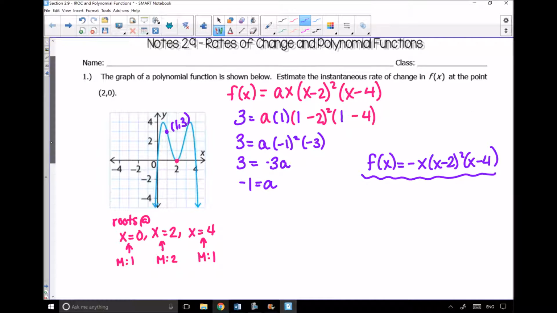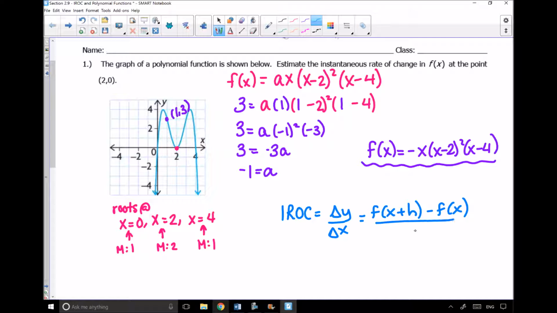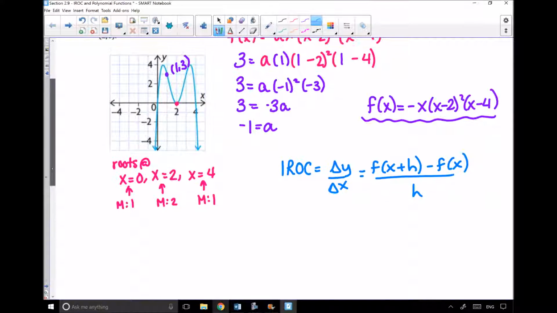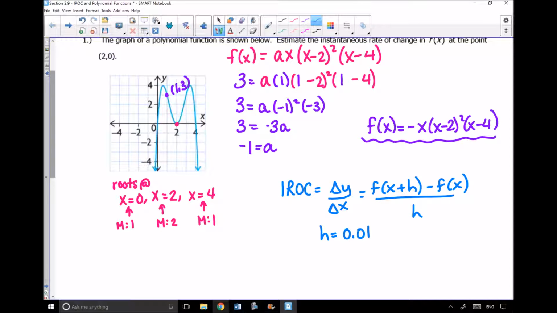Okay, now that I know what my function is, I can figure out what my instantaneous rate of change is going to be. So to find my IROC, I'm going to use my formula. My IROC is going to be delta y over delta x. And if you remember, there's a lot of different ways to do it, but we're going to use f of x plus h minus f of x all over h. And in this example, our h value is going to be 0.01. Remember, we want smaller h values if possible.